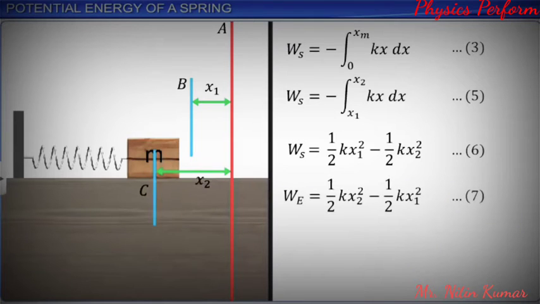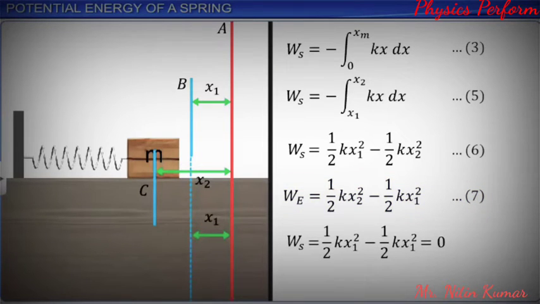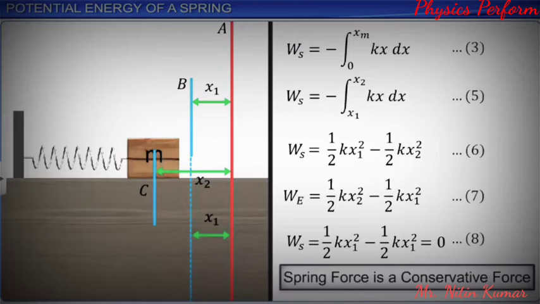Now if the spring is compressed to x2 and brought back to x1, then the work done by the spring force according to equation 7 will be half kx1 square minus half kx1 square, since the final position is the same as the initial position. Then the work done will be equal to 0 as in equation 8. This proves that the spring force is a conservative force, since the work done for a closed path or round trip is 0.